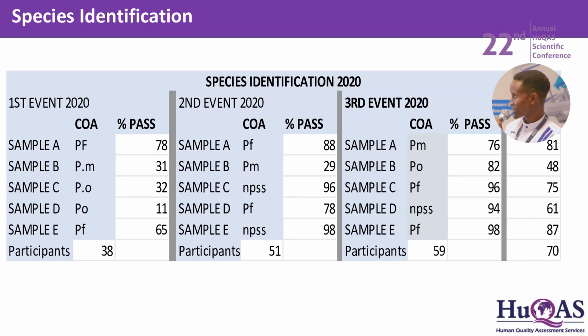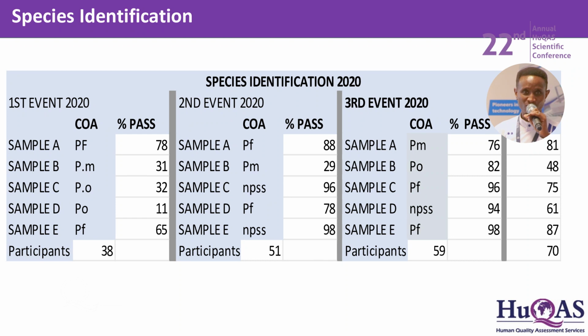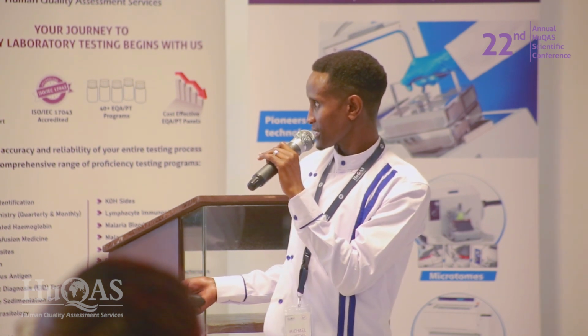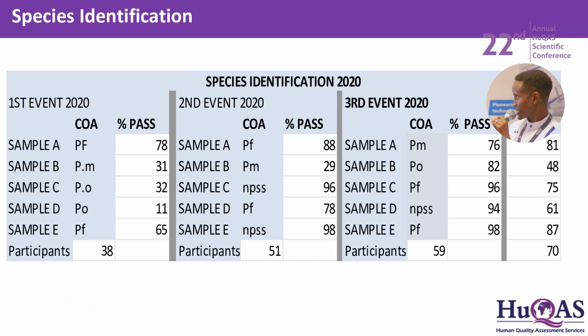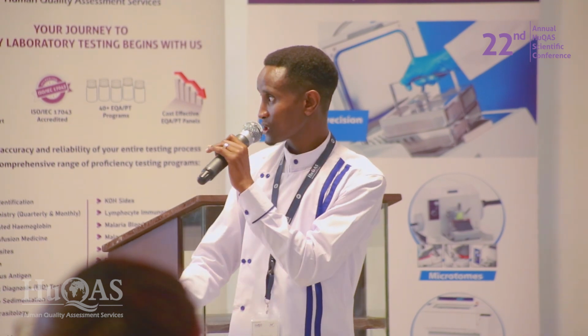In the first event, 2020, we had 38 participants who reported. You can look at this and see that some of the participants were not registering all the analytes. You can understand that, because in the first event we had 30 participants. So here there is a number of 8 participants who did species identification only. Then 51 for the second event and 59 for the third event, where the average score was 70%. And we go to the year 2021.